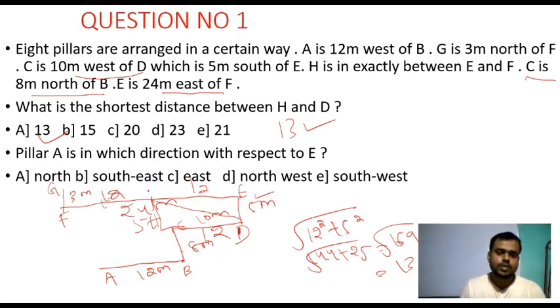Now we consider this is west and this is south. If you connect A to E, that is exactly between the south and west. So this is southwest. So the answer is southwest.